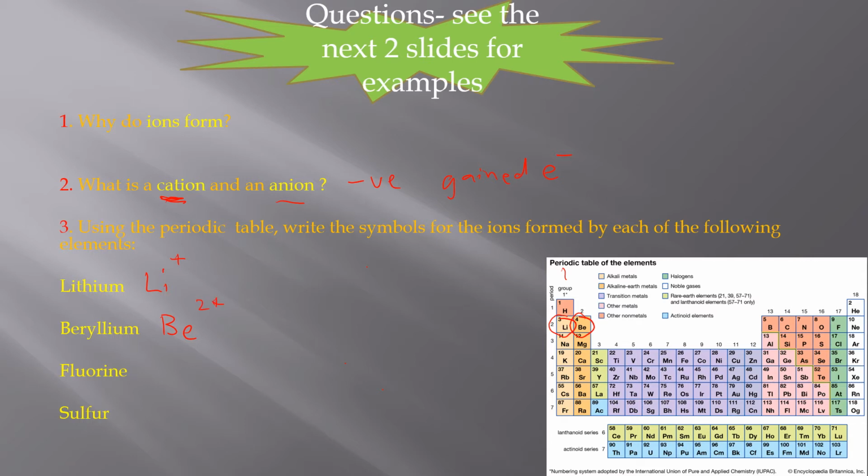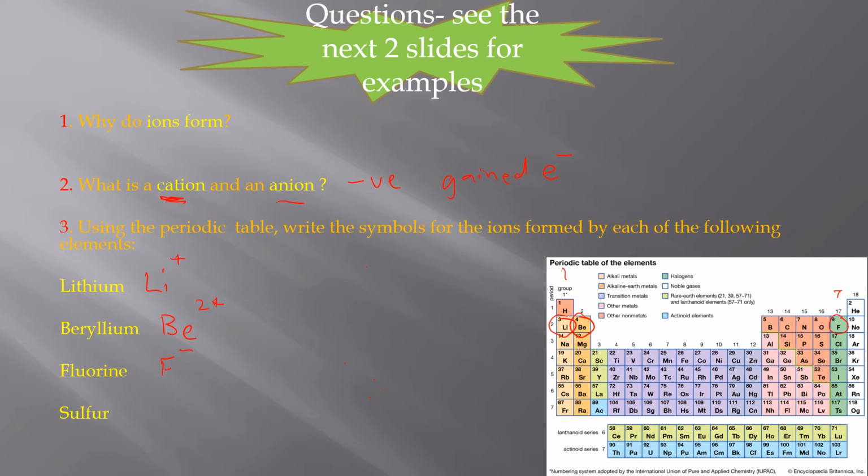Fluorine's right over the side, over there, its symbol is F, that's group 7, so it will gain 1 electron to have a full outer shell. So if it gains an electron, it gains a negative charge and becomes F minus, 1 negative charge.